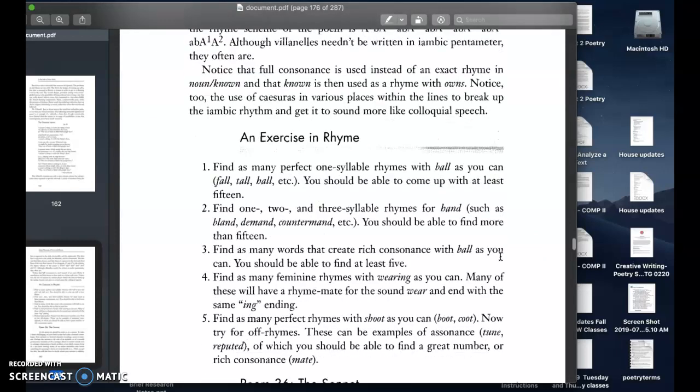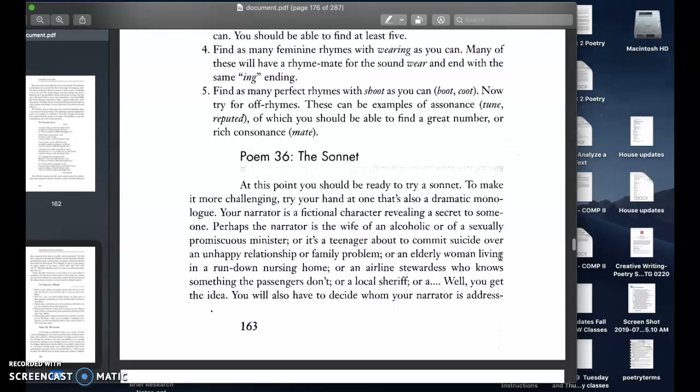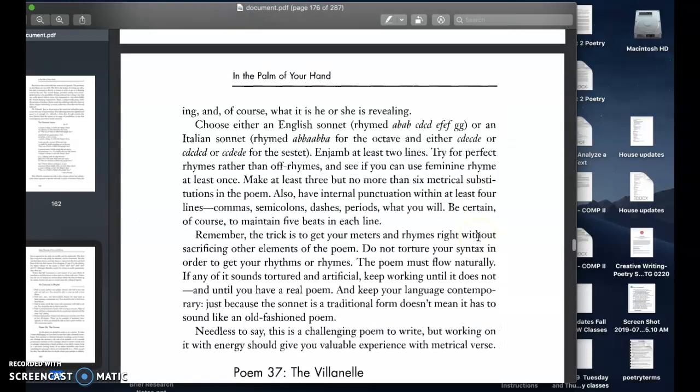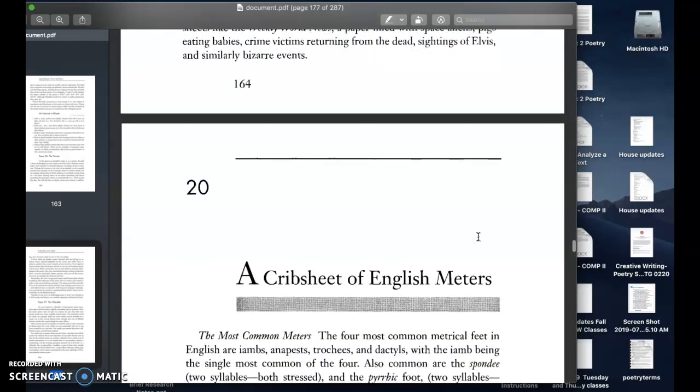So there's a couple different exercises. You could totally play with these, and maybe we'll even try our hand. I think the easiest to try our hand at is a sonnet, and maybe even a villanelle to do that as well too.